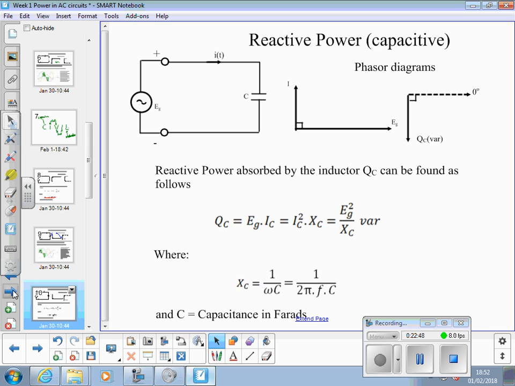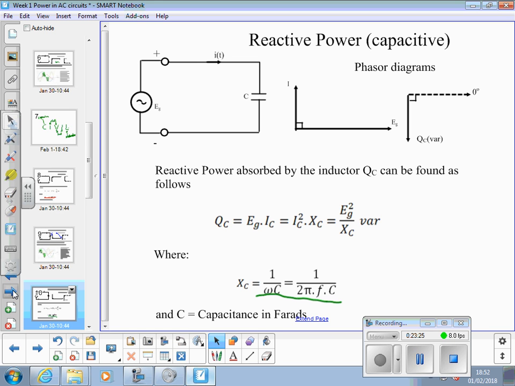Again, we can calculate Q in terms of QC by the voltage multiplied by the capacitive current. Capacitive current squared multiplied by the capacitive reactance, which is either 1 over omega C or 1 over 2 pi fC. Capacitance is in farads. Or we can generate a voltage squared over the capacitive reactance.